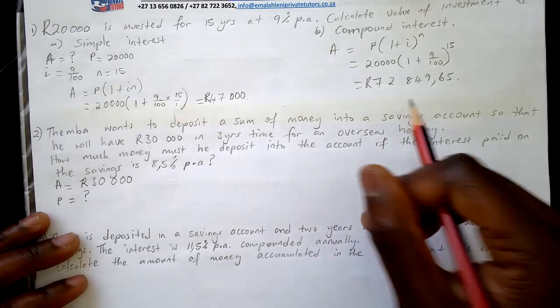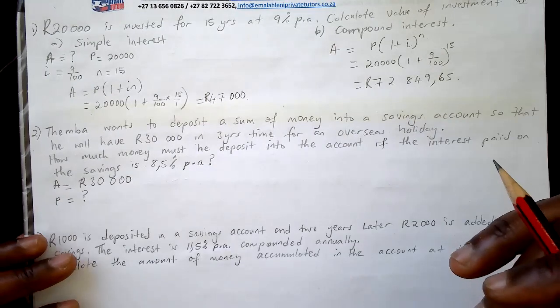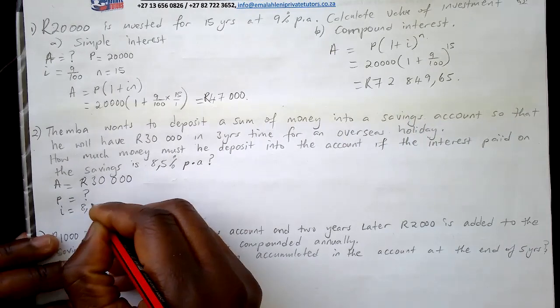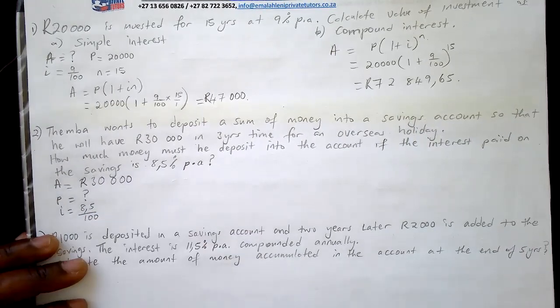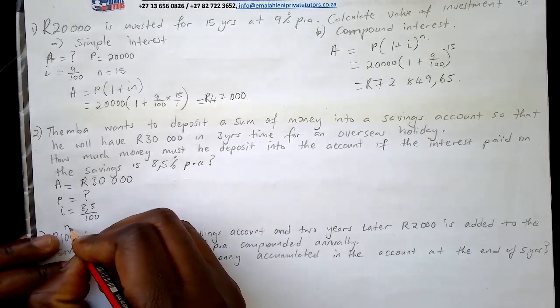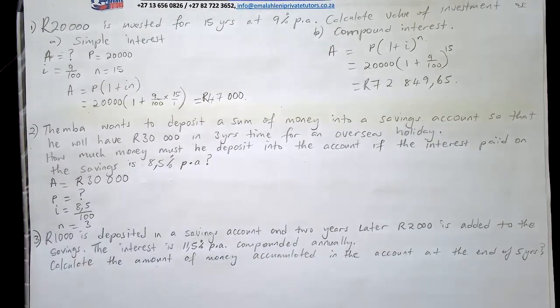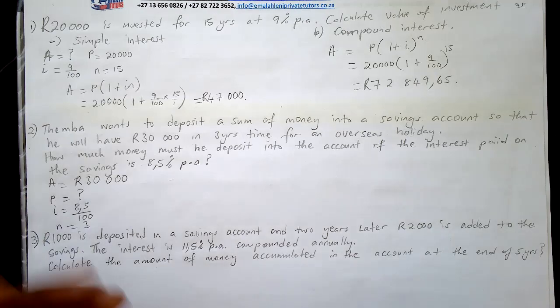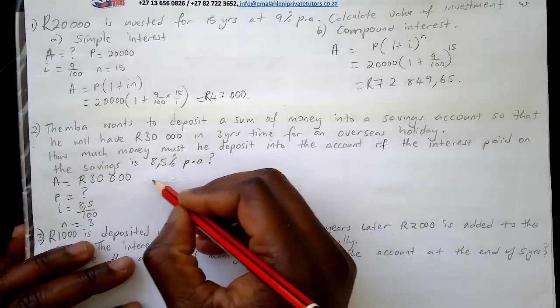That's what we want to know. How much must he deposit now so that he can have that amount of money in 3 years? Now let's have our I. Our I is 8.5 over 100. A percentage is over 100. Then what is our N? Our N is equal to 3. That's what we have there. Now we are depositing into a savings account, interest paid on the savings is 8.5% per annum. So we can calculate using both simple interest and compound interest. So let's start with simple interest here.